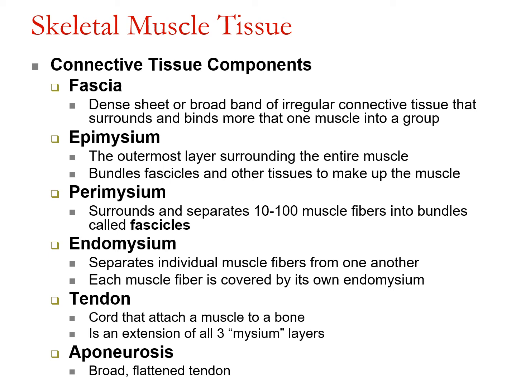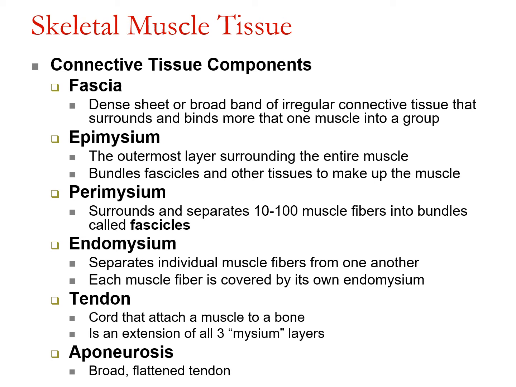So deep to the fascia, you'd have the epimysium that surrounds the individual muscles or the muscle organ. And the epimysium binds together several bundles of cells called fascicles and other tissues to make up the entire muscle. Deep to the epimysium, we have the perimysium that forms a fascicle of 10 to 100 muscle fibers. And again, the fascicles are bundled together by epimysium to make the entire muscle. Going deeper, we have the endomysium, which separates individual muscle fibers from one another. It surrounds an individual muscle fiber.